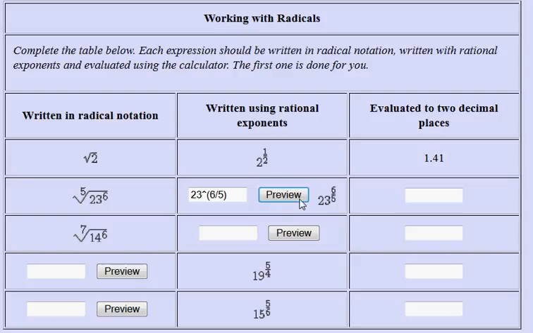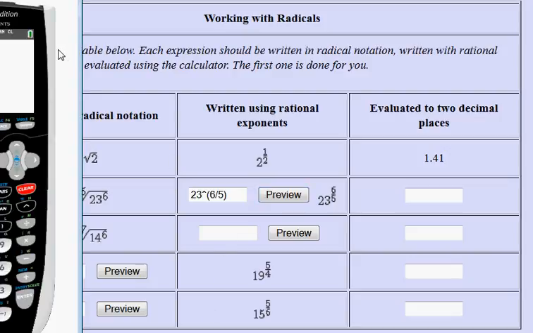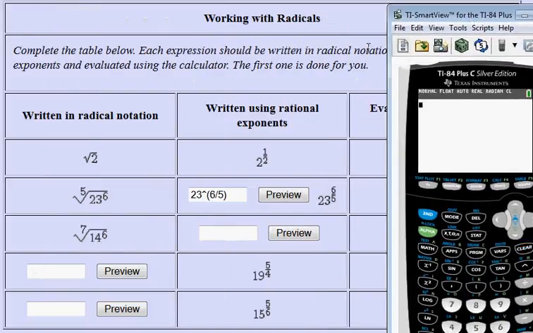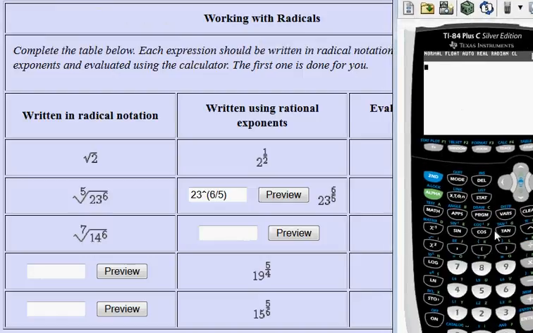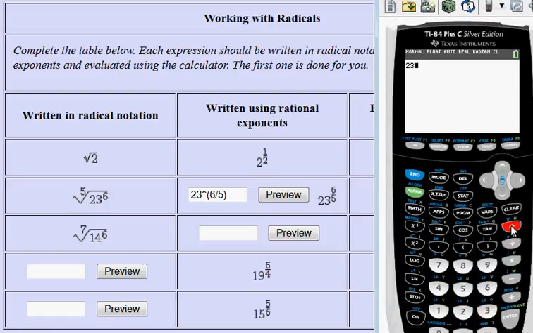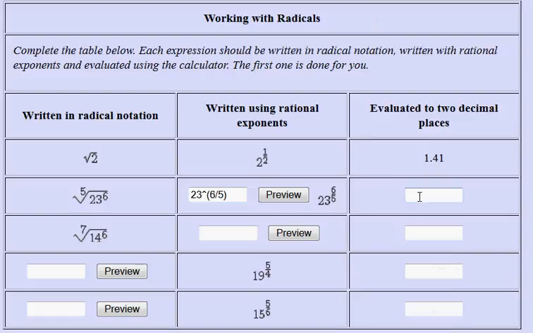Now to type this in the graphing calculator, it looks basically the same. My calculator is already on. I'm going to type in 23, and then use the caret key. If you're in classic mode, you need to put parentheses around the 6 and the 5 to let it know that both are in the exponent. Simply hit enter, and to two decimal places, our answer would be 43.06. So I'm going to type in 43.06. And the next problem would be done the same way.